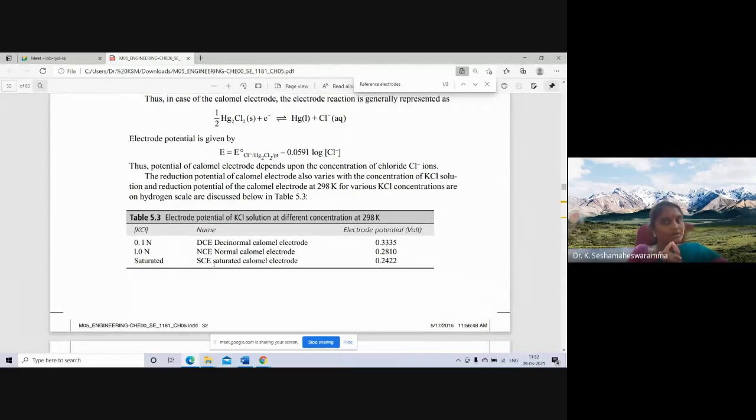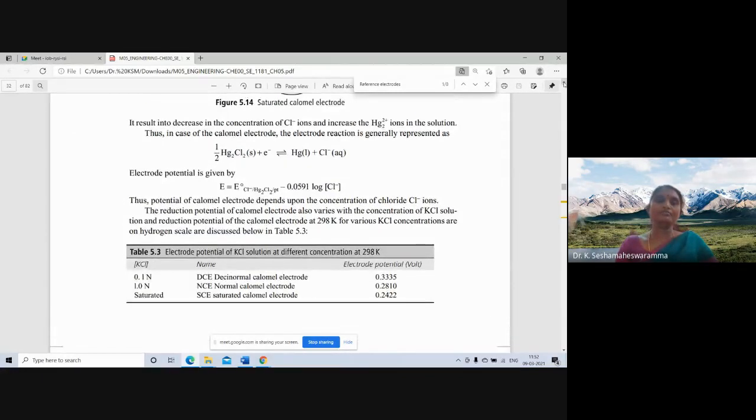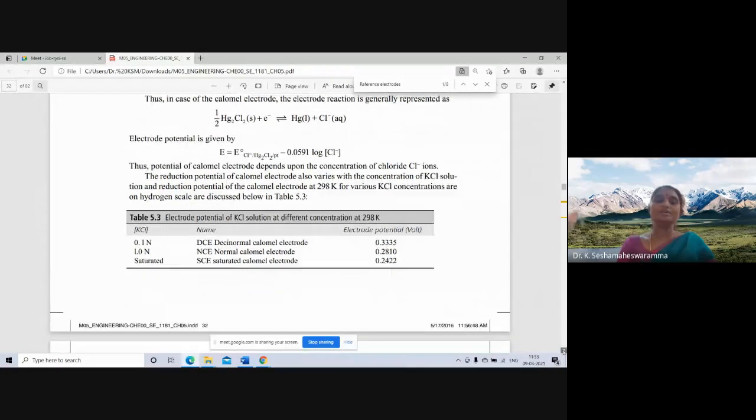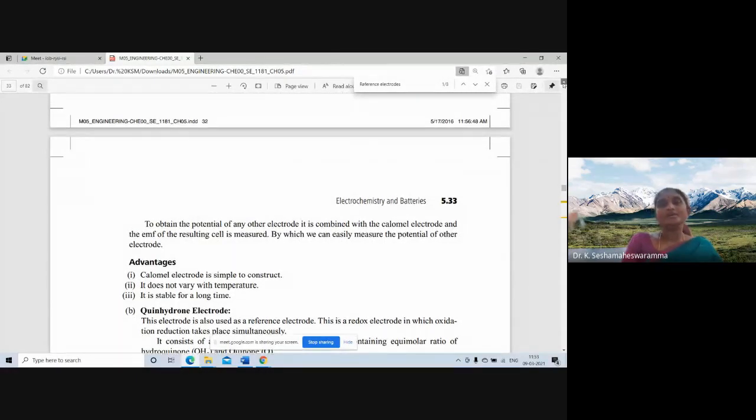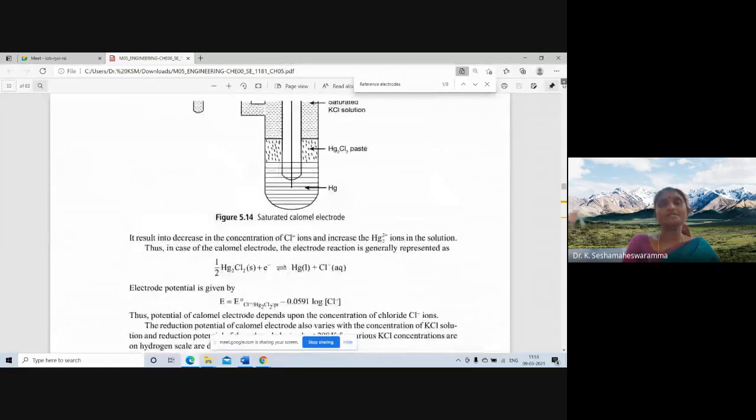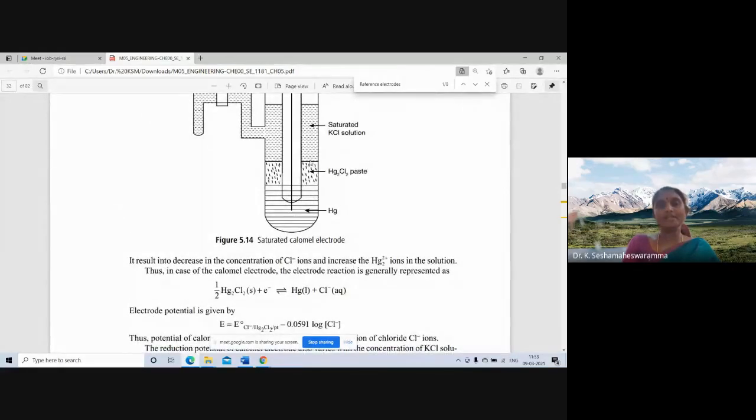This is regarding the standard calomel electrode, decinormal calomel, normal calomel, and then saturated calomel electrode. Just now we saw the saturated calomel electrode, which we discussed. You saw in the figure a saturated calomel electrode.